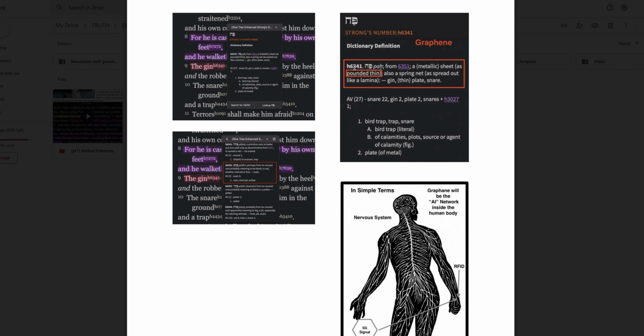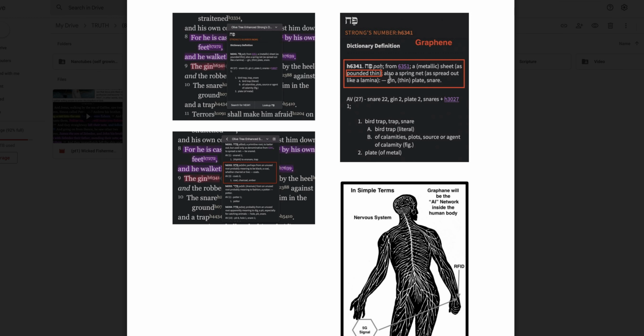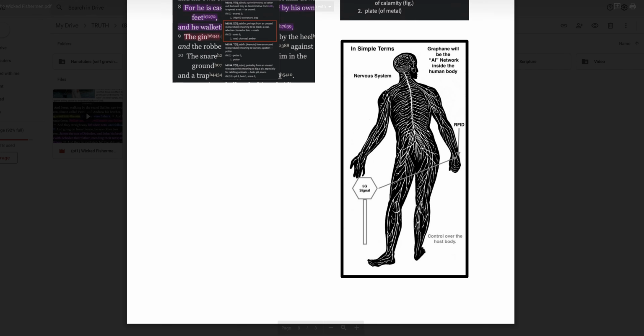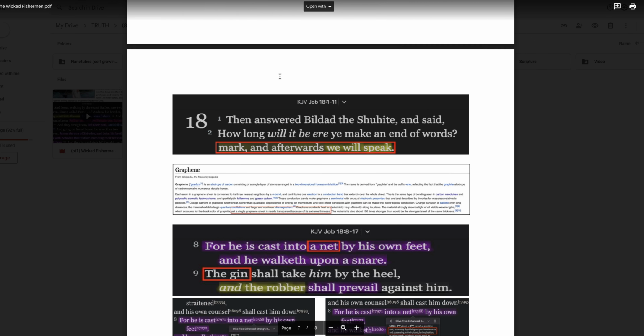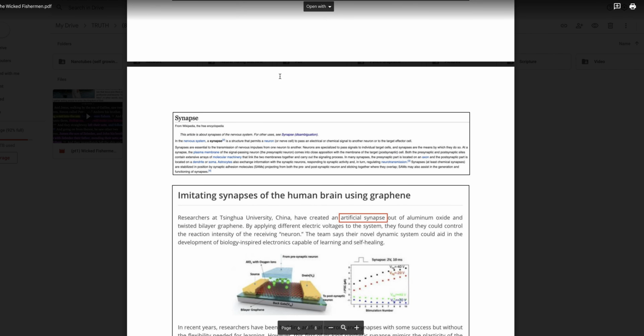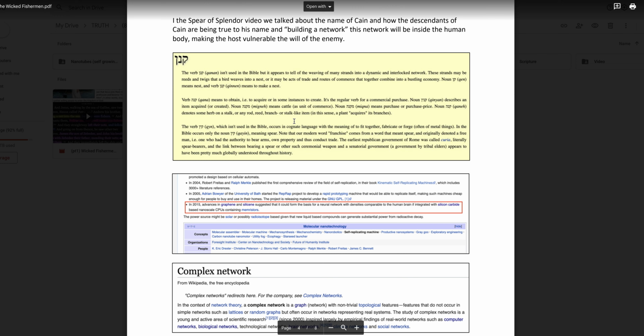It talks about this in Job. Graphene is right here, pounded thin. So this thin metallic or carbon sheet is the snare. Okay. Again, you can get into it, you know, as you will. This will be pretty long and drawn out if we go too far, but this is a connection to that. There's no doubt in my mind that that's what's happening here.